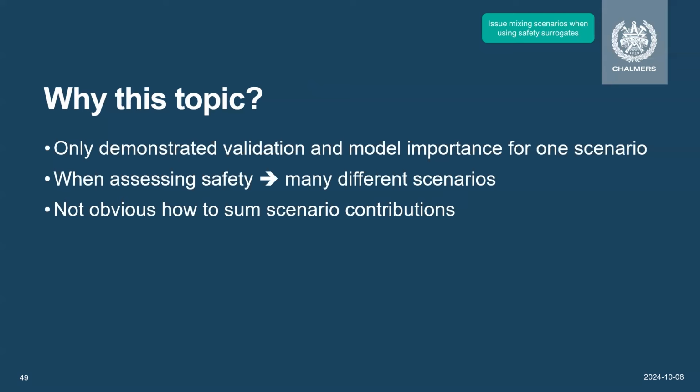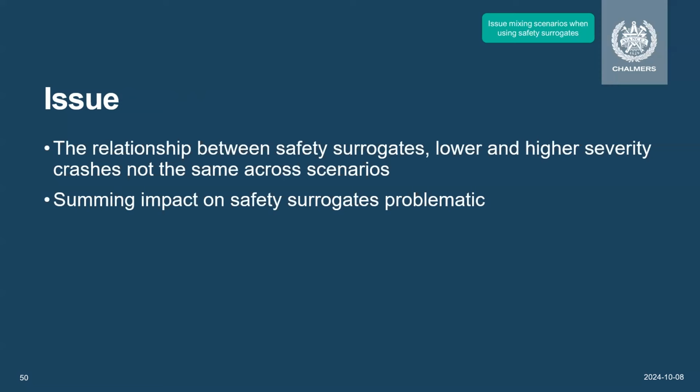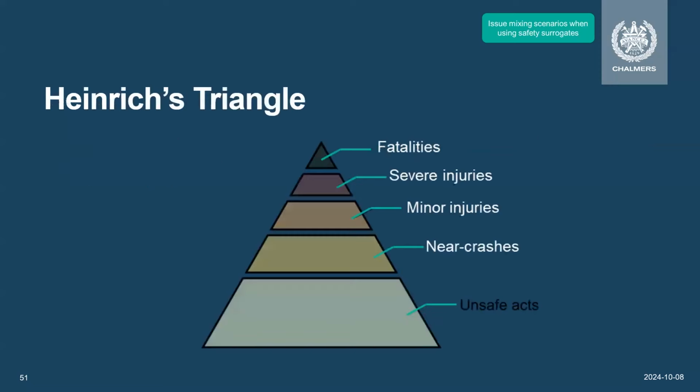Here, it's not obvious how to sum the scenario contributions to the safety impacts. And that's what I'm going to show now. The issue is that the relationship between safety surrogates, and lower and higher severity crashes, is not the same across scenarios. You could have many near crashes for one scenario and very few fatalities, or very few near crashes and very many fatalities in relation. That really matters if you want to sum them. I'll give you an example of that. So summing these impacts is problematic.